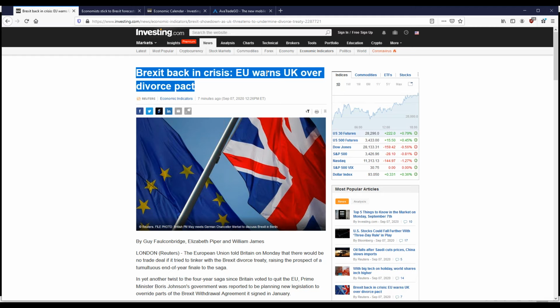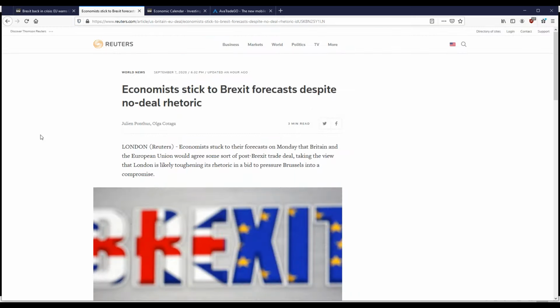Okay, that's one article, right? Kind of a fearful article. But then when we look at another source, Reuters, they say economists are not really so into this rhetoric about Brexit. They're sticking to their Brexit forecasts. They're not getting caught up in the no deal rhetoric. So kind of a non-story in the end, according to the economists in this article. But sure, it created some fear with the pound and maybe some downward pressure. And we'll take a look at the charts with the pound.